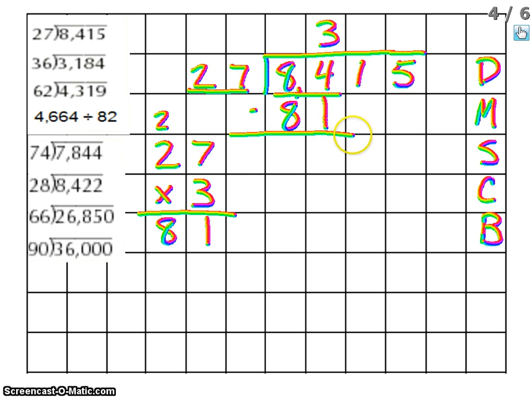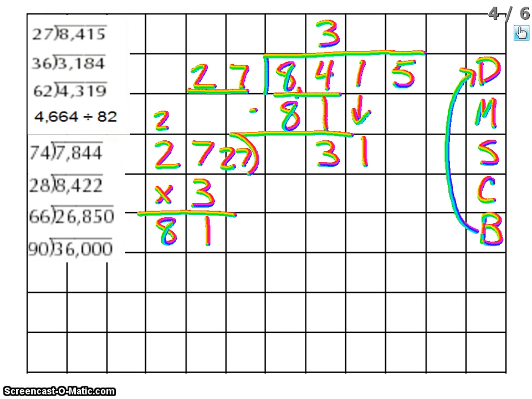Now it's time to subtract to see if it's really going to work. 84 minus 81 will give me 3. And now I check. 3 is less than 27. I'm going to bring down my 1. Now I've brought it down. Now it's time to go right back up to the division part again.